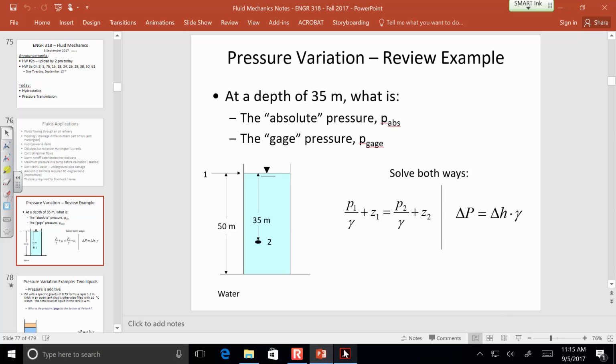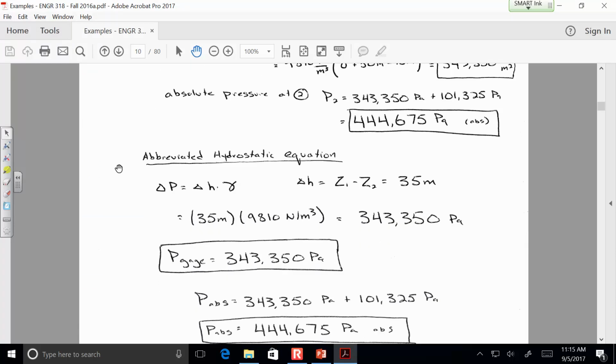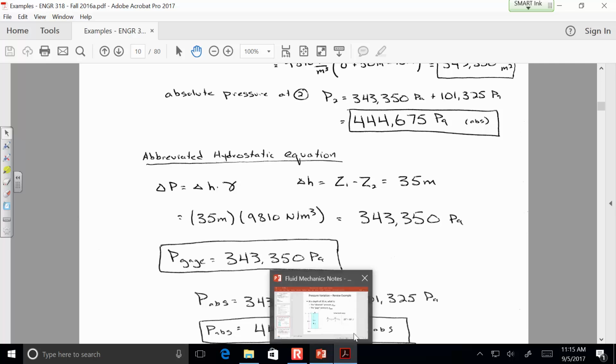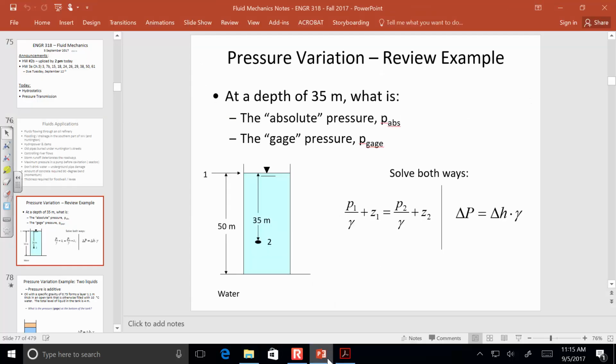So now the abbreviated version of the hydrostatic equation, we just have the change in pressure, so the delta P. So it's the delta H, the distance in elevation. The difference in elevation is 35 meters. Multiply that by the unit weight. So we get the same answer either way, is the point. Okay, so are there questions about the hydrostatic equation?